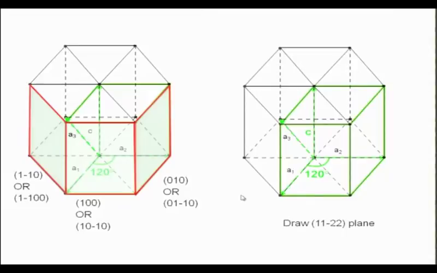Similarly, now if you want to draw, for example, this 1 1 bar 2 2 plane, let us say I choose the indices 1 1 bar 2 2. So this is the 1 1 bar 2 2 plane. So how do you draw this plane?